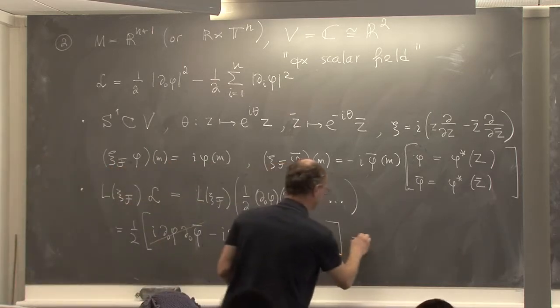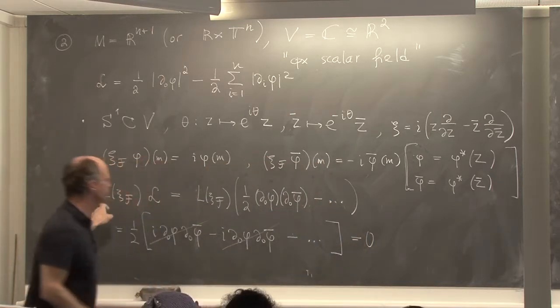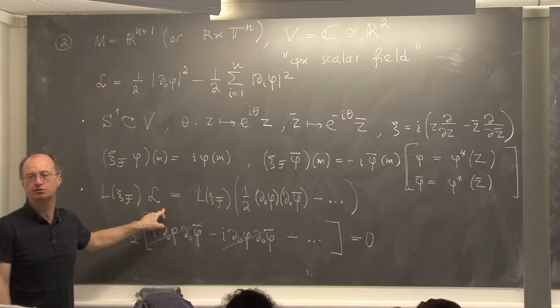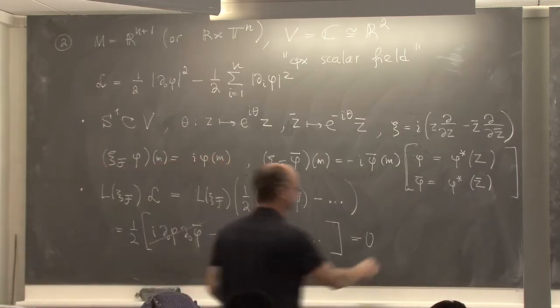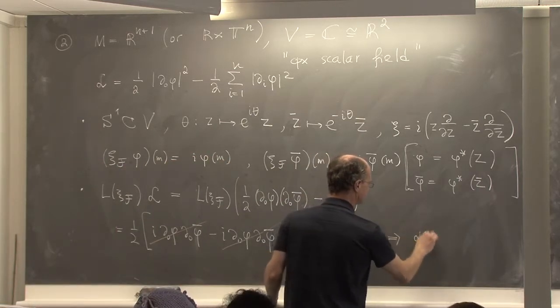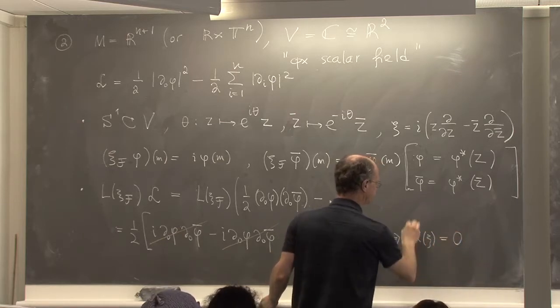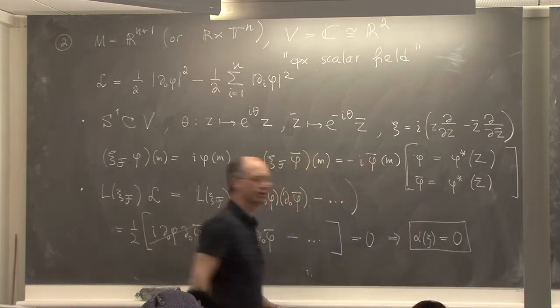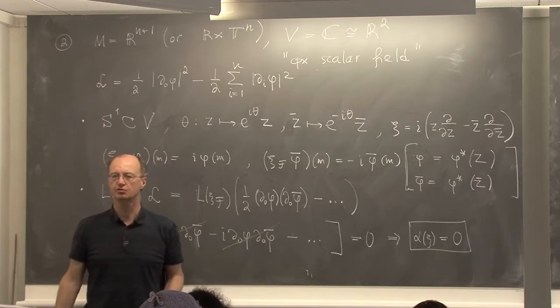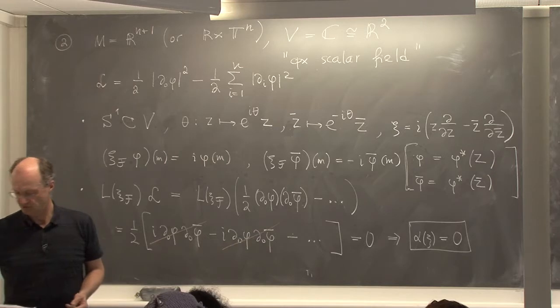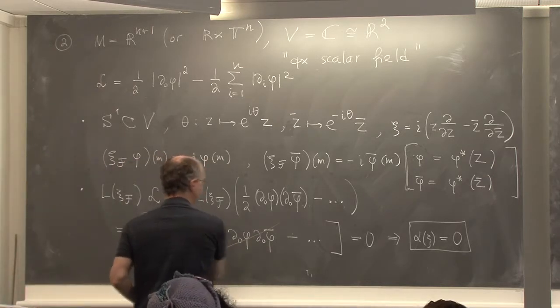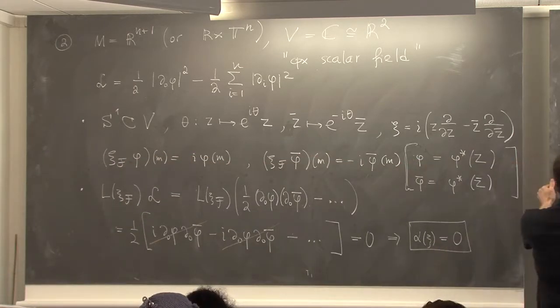Right. So you see, good news. This is equal to 0 again. So this means alpha of psi is equal to 0. So let me finish this example before the break.